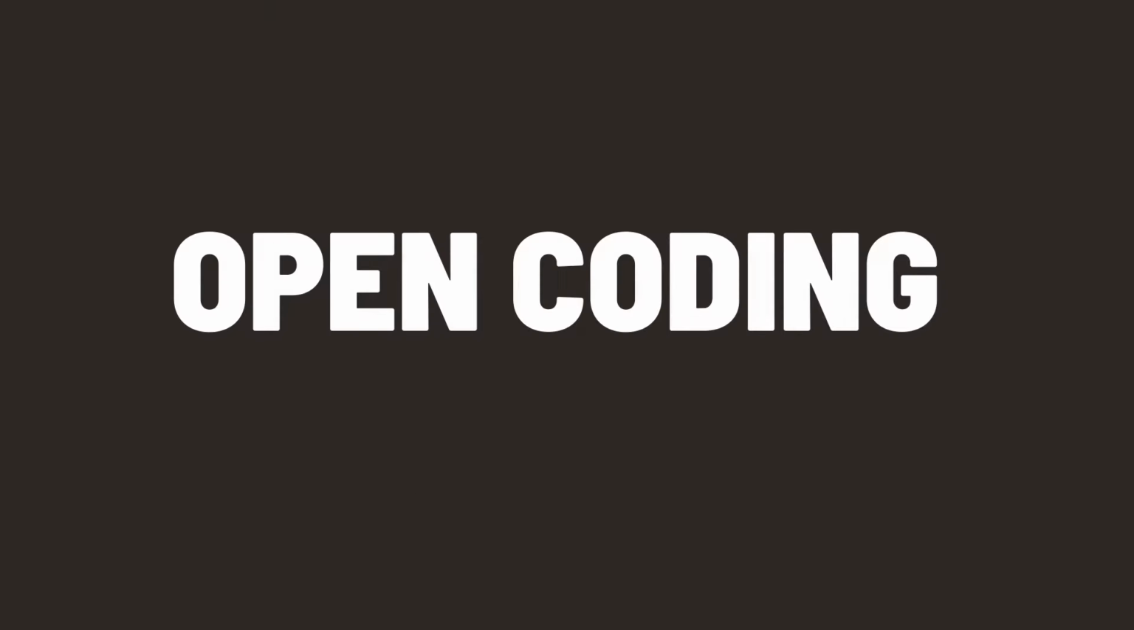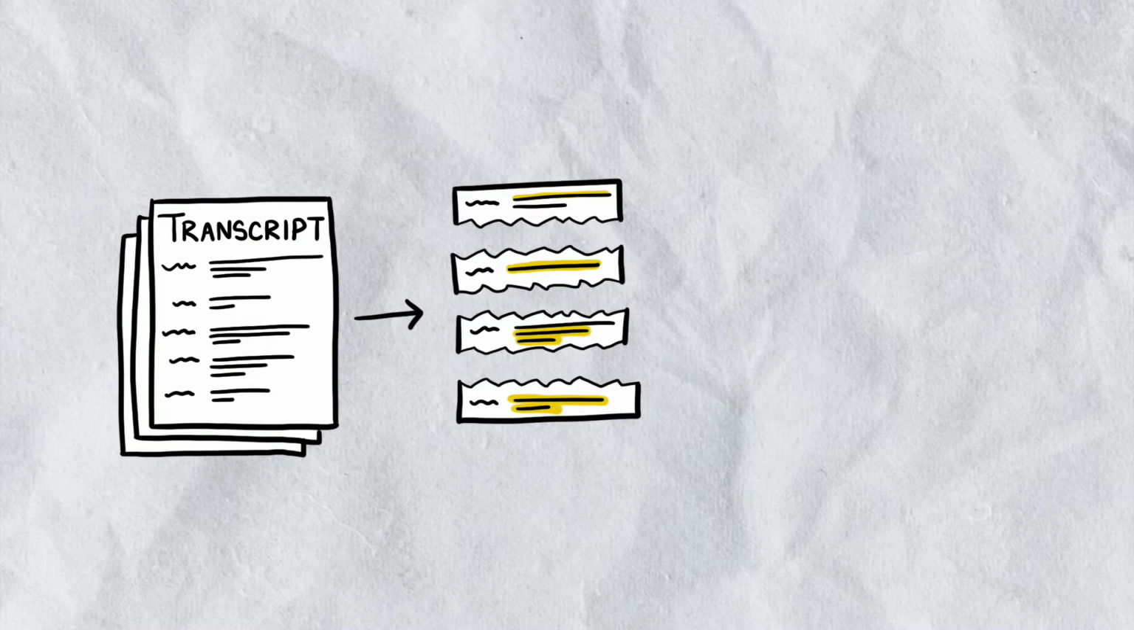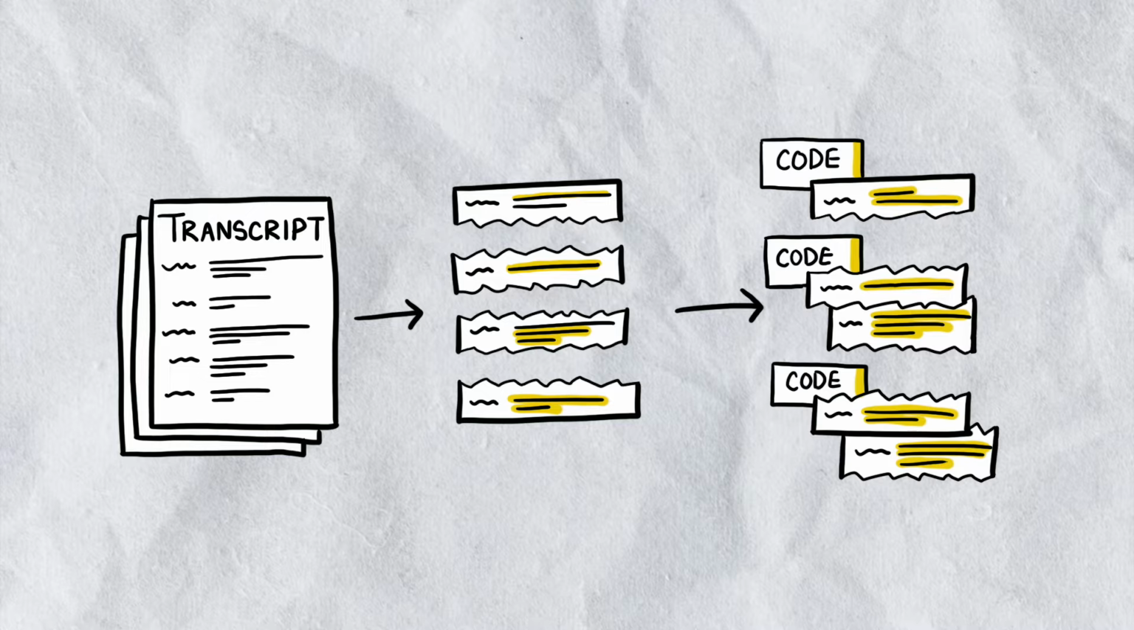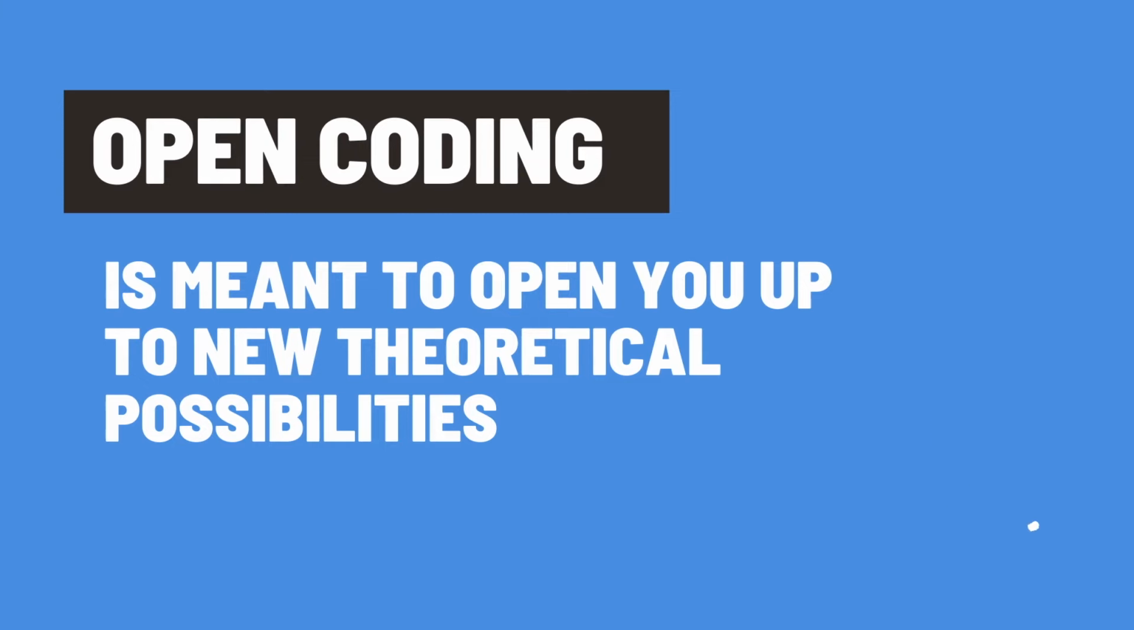Open coding is the first step, where you take your textual data and break it up into discrete parts. Then, you create codes and label these parts. Open coding is meant to open you up to new theoretical possibilities as you first engage with your qualitative data.